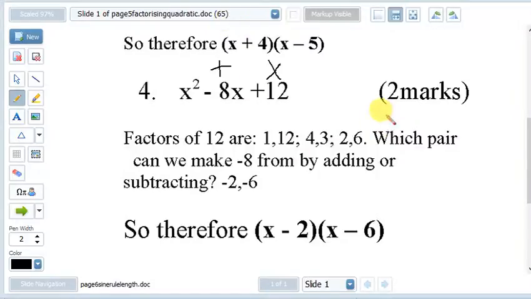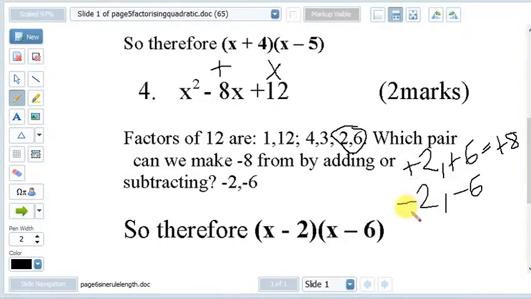So the one that's crying out for me is 2 and 6. However, if we had positive 2 and positive 6, that would equal positive 8, which we're not after. We're after negative 8. So therefore what I would probably do is I would try negative 2 and negative 6. So negative 2 take away negative 6 is our negative 8. So therefore our two brackets are x minus 2 and x minus 6.